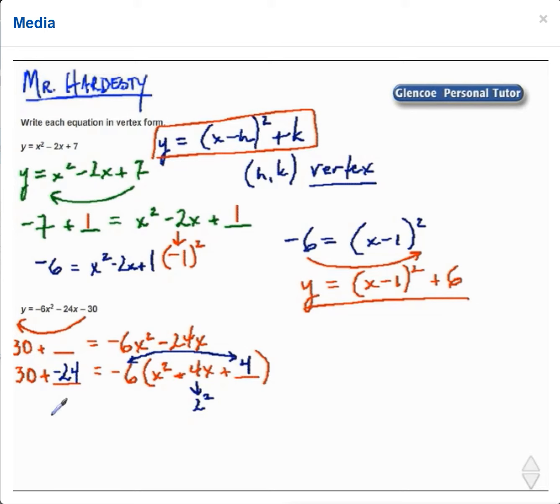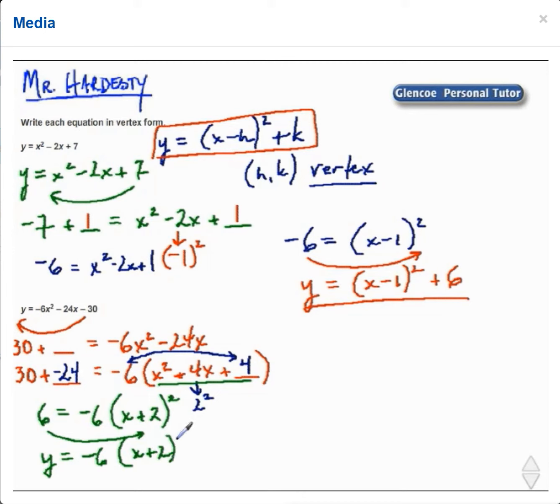Now we'll simplify. Positive 6, when we combine those integers, equals negative 6 times, and here's that trinomial, which has a perfect square we can express as x plus 2 times x plus 2, which is x plus 2 squared. Subtract 6, and y equals negative 6 times the quantity x plus 2 squared minus 6, and this quadratic has now been expressed in vertex form.